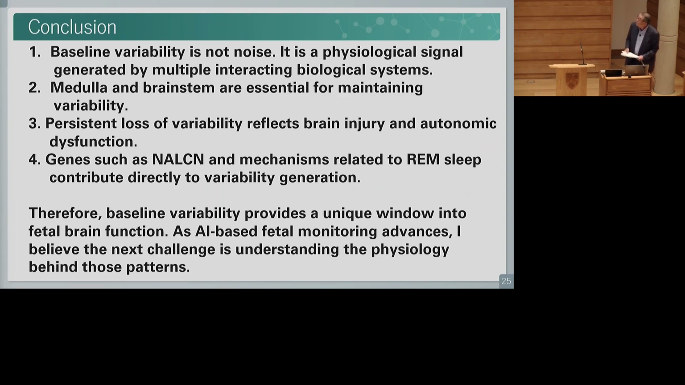Finally, baseline variability is not noise. It is a physiological signal generated by multiple interacting biological systems. Medulla and brainstem are essential for maintaining variability. Persistent loss of variability reflects brain injury and autonomic dysfunction.